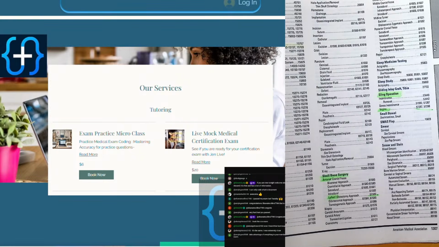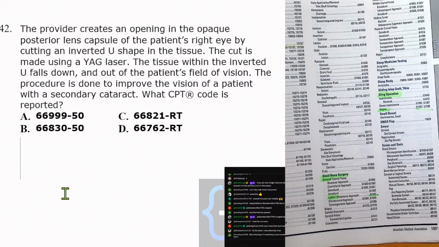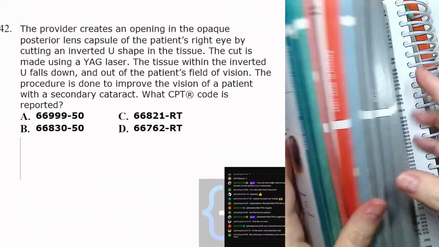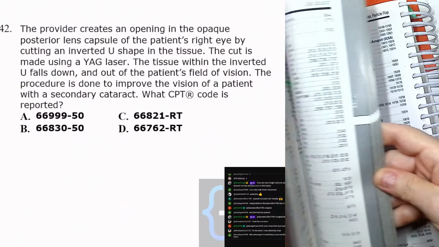Super cool. All right, let's get back to our practice questions. What did you guys get for this one right here? What would we look under? I'd probably go to cataracts, I think. For this one, let's see what the book says.